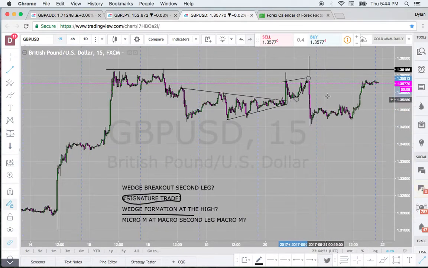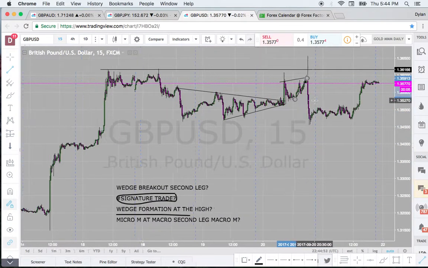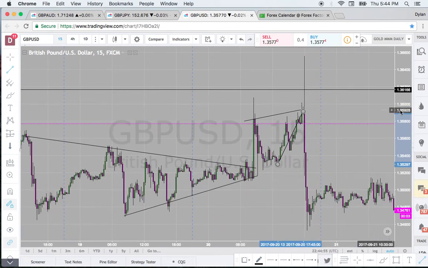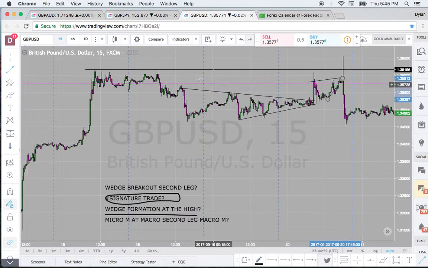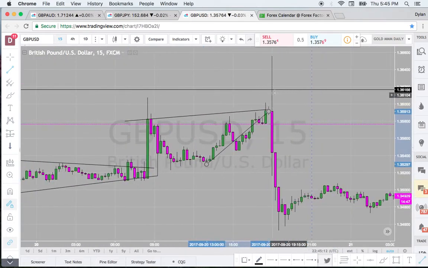Alright, here is the wedge formation that happened basically at the high. I mean, it's at 1.36. The high of the week is 1.3617, so about 15, 17 pips away. Anyway, extremely close to the high.